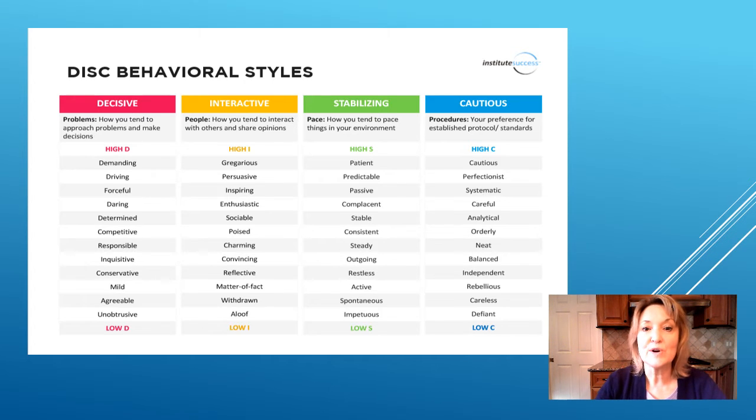So there are 4 different DISC profiles, D-I-S-C. D is decisive, I is interactive, S is stabilizing, and C is cautious. And in the workshop, we spend time learning about each different style, and then we have some different interactions that we'll talk about a little bit more in a few minutes, using some experiential learning to actually practice having interactions, focusing on these different styles.